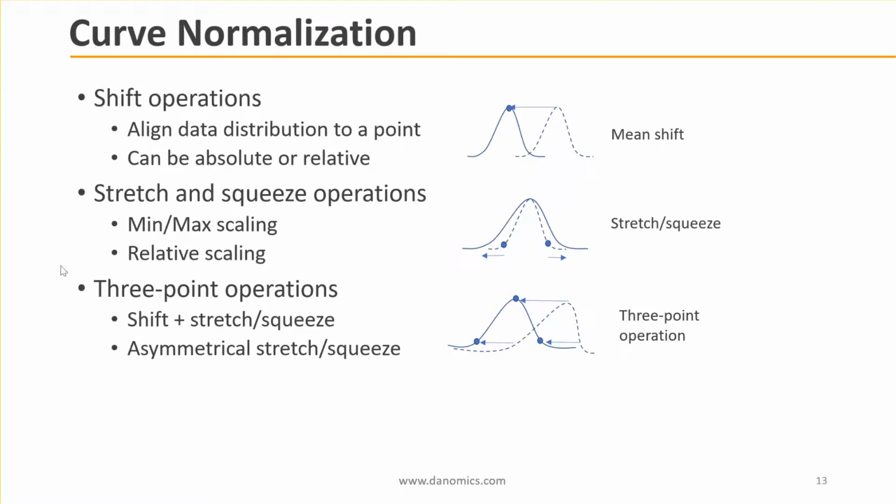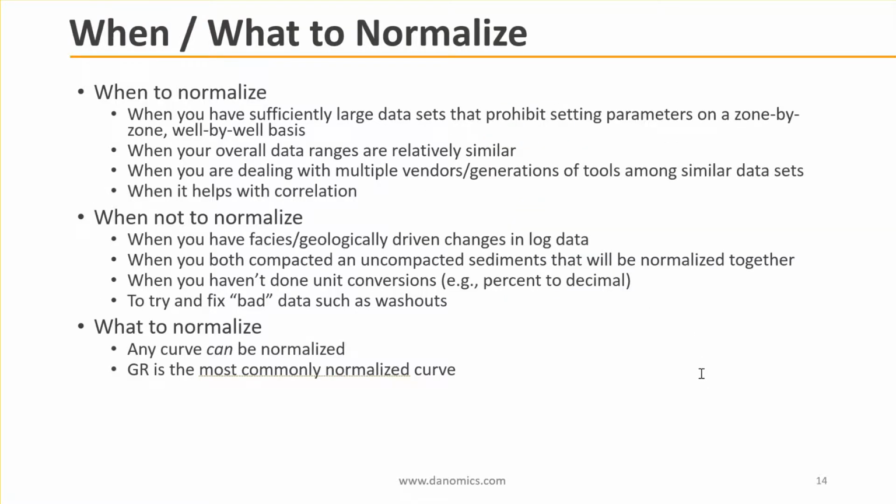So with these kind of standards in place for either a shift or a stretch and squeeze or some type of three-point operation, when should we apply these? Okay, so with respect to when to normalize, when you have sufficiently large data sets where you can't set parameters on a zone by zone and well by well basis, normalization can really help you make better interpretations quicker. When your overall data ranges are relatively similar, and from an academic perspective you expect them to be very similar, it's a good time to normalize.